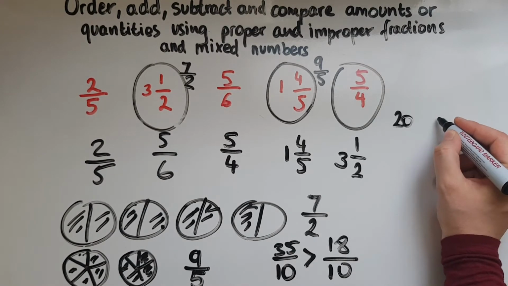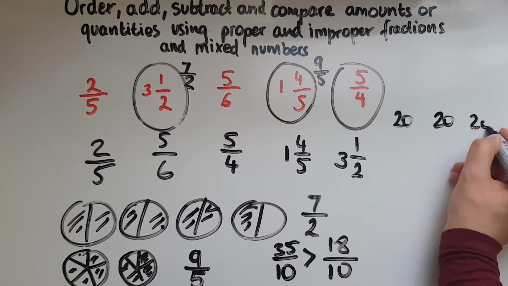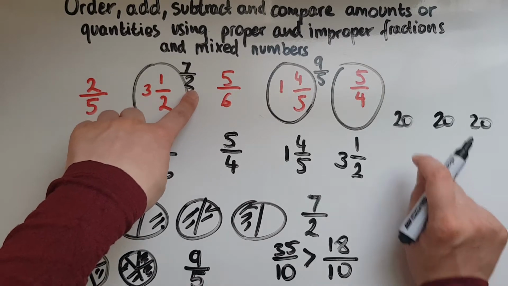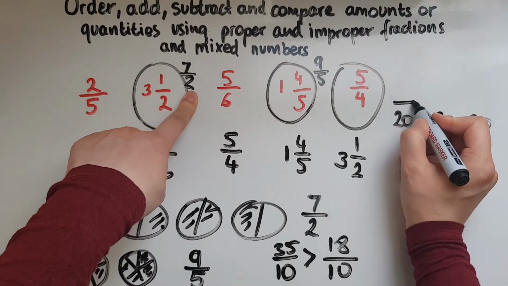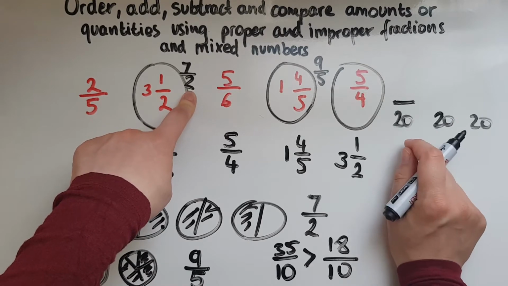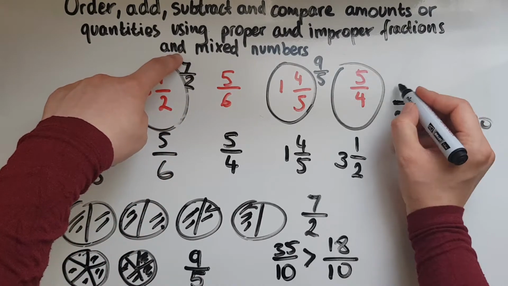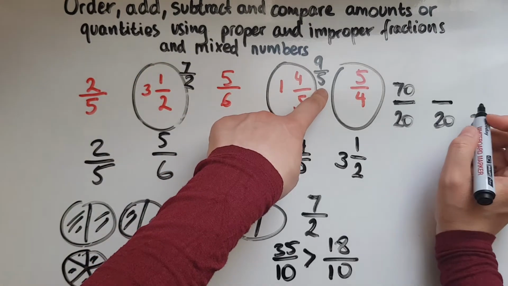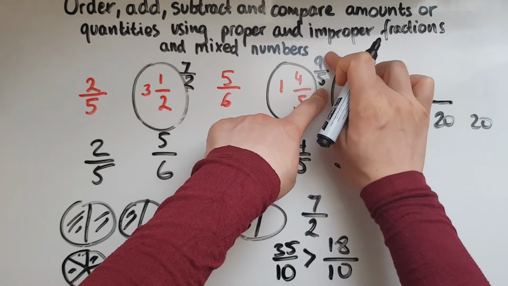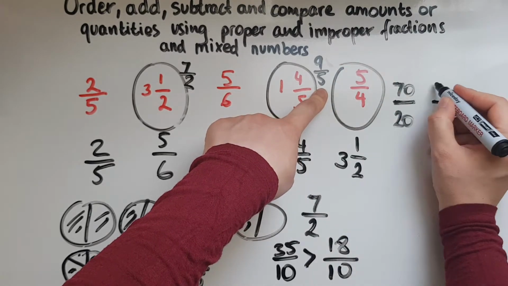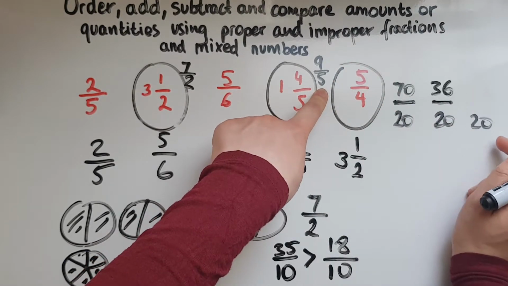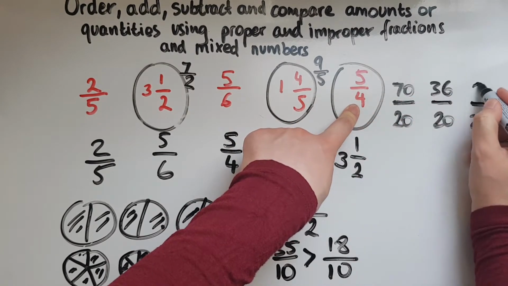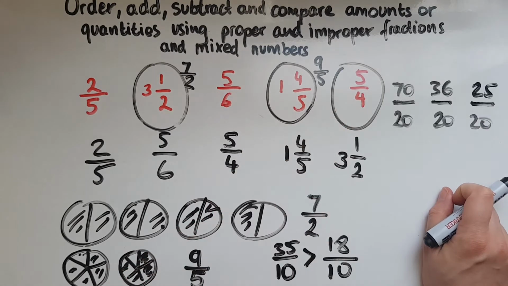So we'll have 20, 20, 20. So let's convert this to a fraction with a denominator of 20. So to get 2 to 20, we'll multiply by 10. So we need to multiply 7 by 10 as well to make 70. To get 5 to 20, we'll multiply by 4. So we'll do the same. So 9 times 4 is 36. And to get 4 to 20, we'll multiply by 5. So we'll do the same. 5 times 5 is 25.